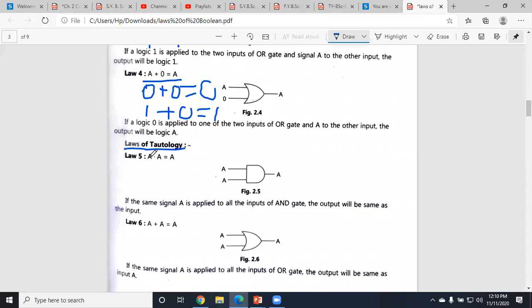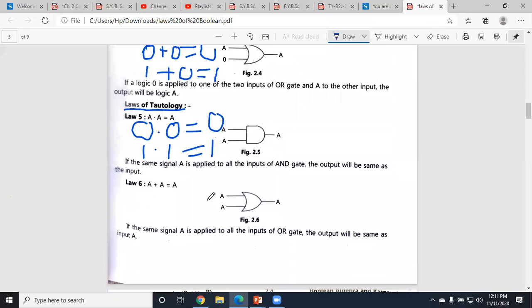Next one is your law of tautology. What is law of tautology? If you're multiplying any variable with itself, if you have a variable A and you multiply that A with A only, what does that mean? If I have A is equal to 0 and I multiply 0 with 0, what will be my answer? 0. If I have A is equal to 1 and I'm multiplying 1 with 1, the answer will be 1. So whatever is the value of the variable I'm considering, the answer will remain the same as that of the variable. Again, there is a multiplication in between. Dot represents multiplication, and for multiplication, you have AND gate. Clear?